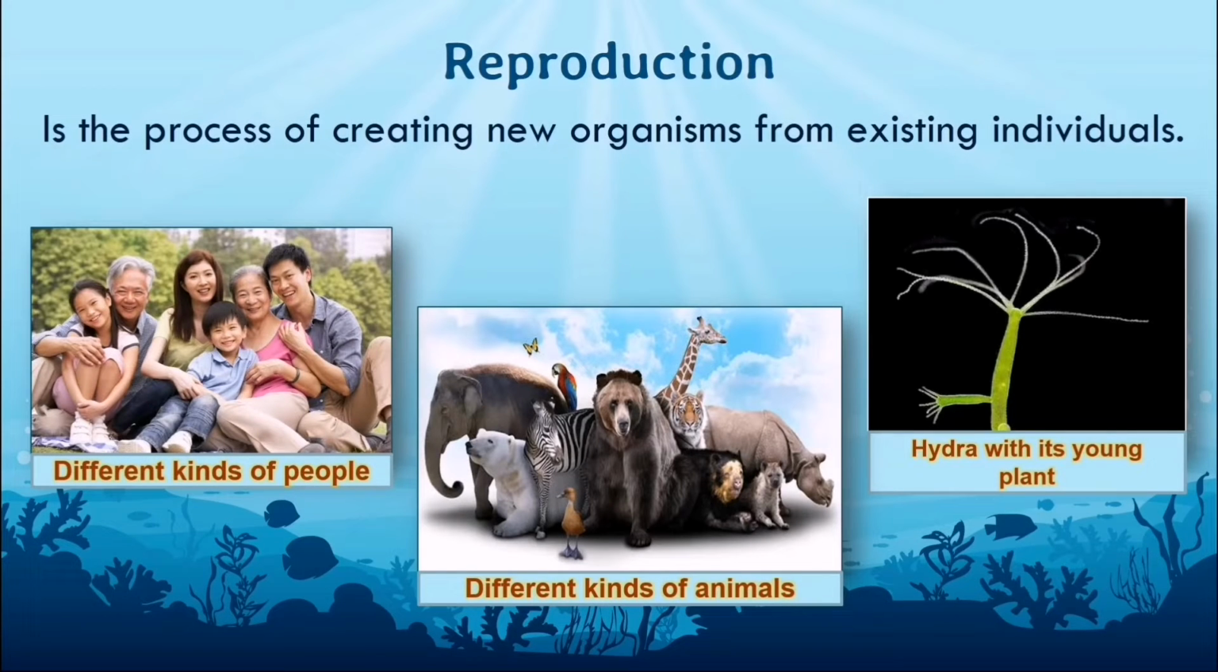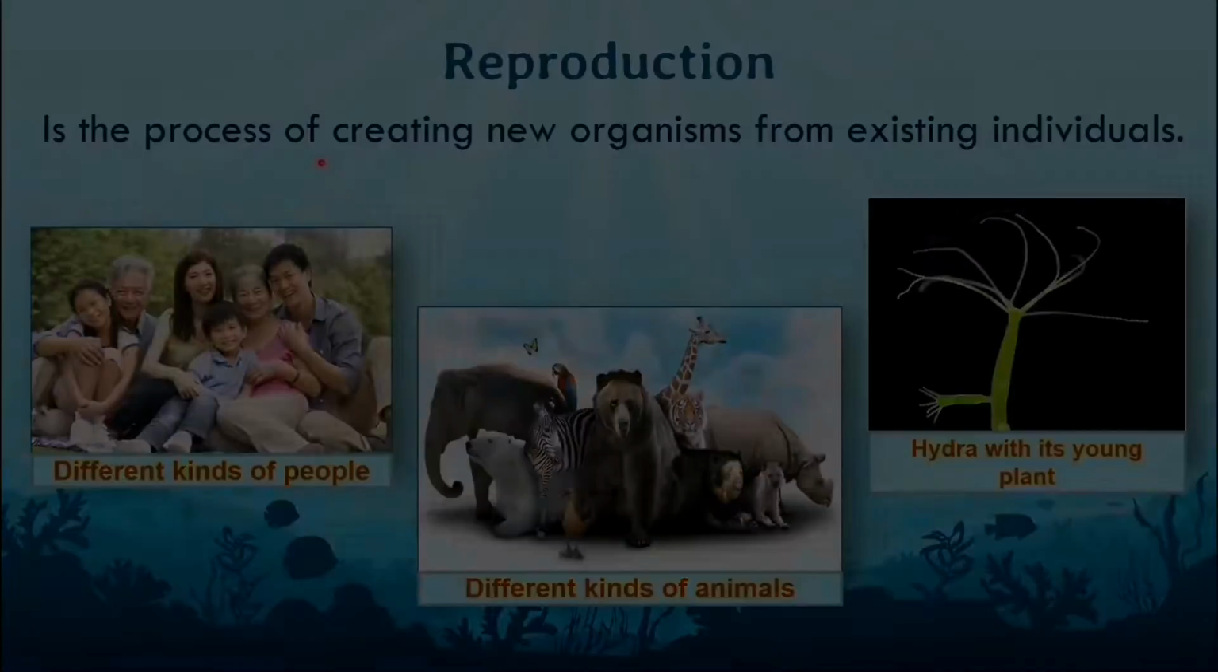Look at the picture. There are different kinds of people, different kinds of animals, and Hydra with its young plant. So how is it possible that there are so many different kinds of animals? Well, it is because of reproduction. When we say reproduction, it is the process of creating new organisms from existing individuals.